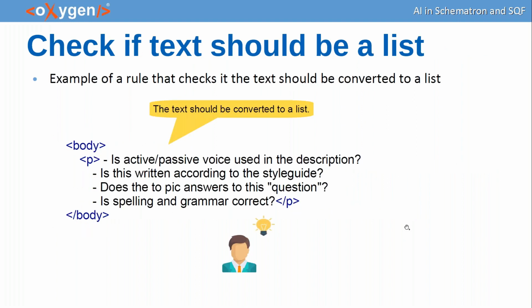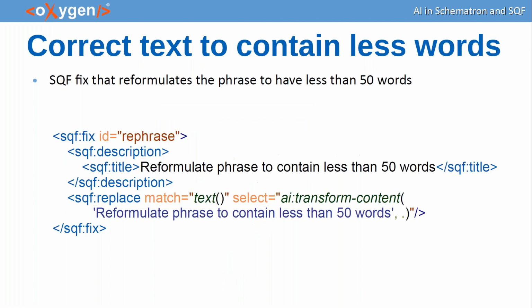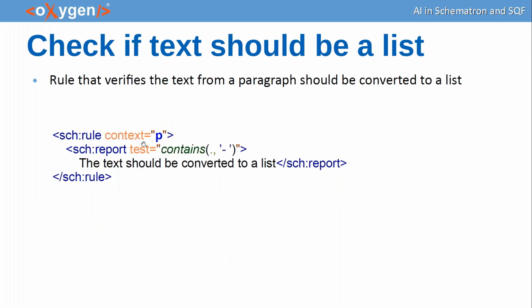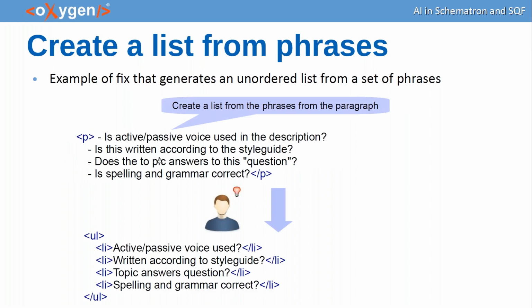Another interesting example would be when you want to generate tags, XML tags, for example. And I added here an example with a list. Let's say you have a list that is written with dashes here, and you can have a rule that verifies whether the content contains a dash, and this will fail. And then you can have a fix that will generate from this list an unordered list. And you can have a prompt like create a list from each phrase from the paragraph, and pass this content to the AI service. And this is a little bit different.